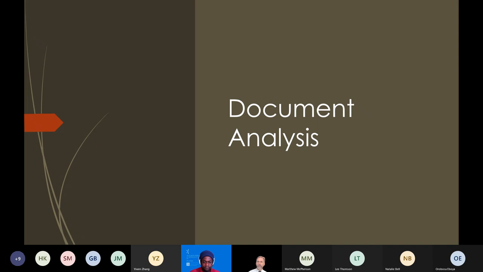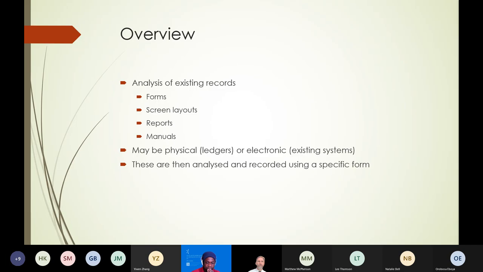All the forms that exist, you can start to analyze them. Now, I'm saying forms, but of course, form brings to mind a bit of paper. It may be a bit of paper, but it could be something on a screen. It could be in a manual. It could be in a report. It could be physical. It could be electronic. It could be anything. And it could be a combination of all of those.